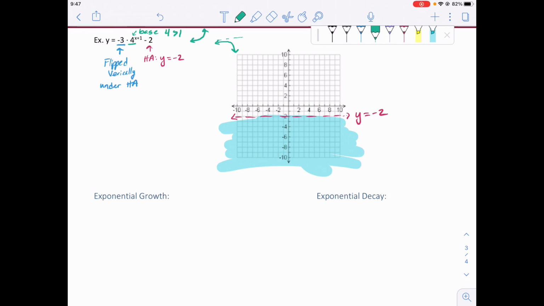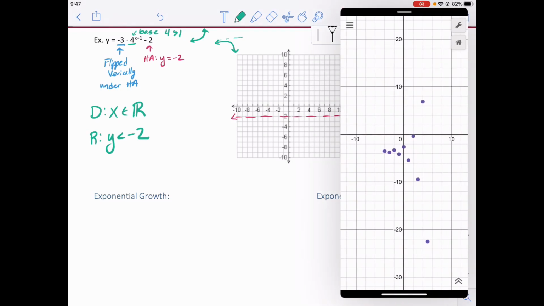We can go ahead and say our domain is going to be all real numbers, because it is for all exponentials. Our range we can also already say is going to be y less than -2, because of what we decided based on our leading coefficient and that horizontal asymptote. If we plug in a couple points, we could actually graph this pretty quickly, or we could use Desmos.